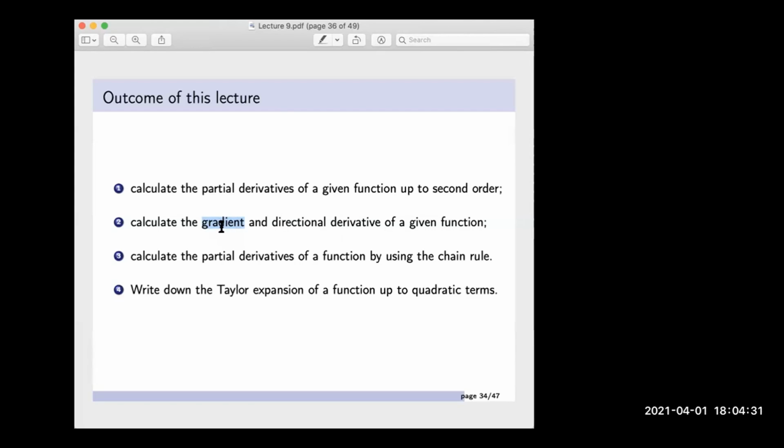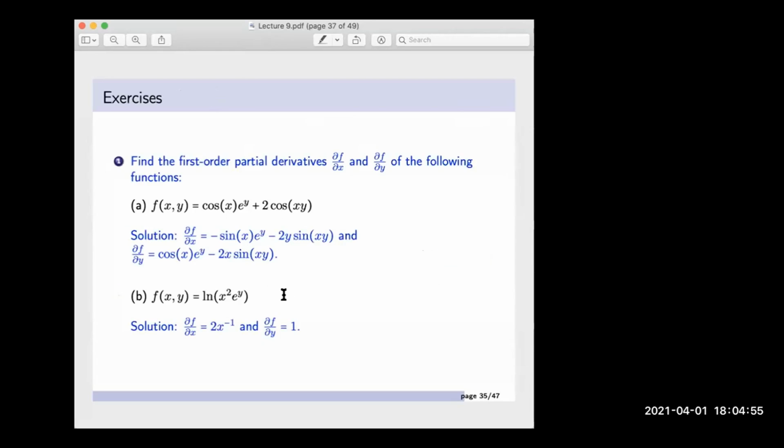We also introduced a chain rule for differentiation of composition functions. And in the last part, we introduced the Taylor expansion of a function of 2 variables, up to quadratic terms. So we introduced a lot in this lecture. There are many exercise questions in this lecture. And basically, it only requires you to practice how to take derivatives.